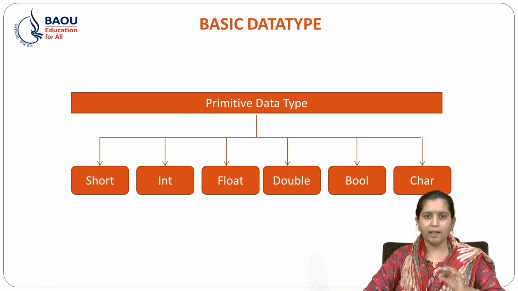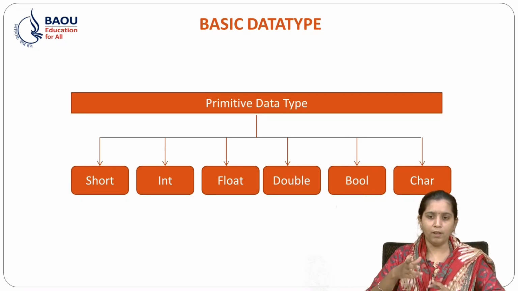Char, that is character data type. This variable is used to store a single character or number character. Values are enclosed within single quotes, such as small a or uppercase A. It has a size of 1 byte only. For example, if I want to declare any vowel, then what will I use? Char vowel is equal to small a.